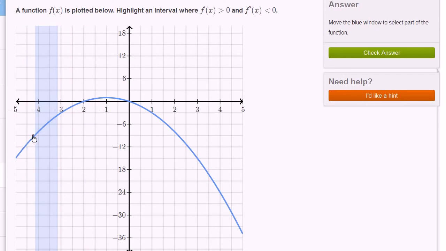And we see it's really steep here, then it's getting less steep and less steep, and it's getting closer and closer to 0, the slope of the tangent line, or the rate of increase of the function. So I would pick anything right around this region right here.